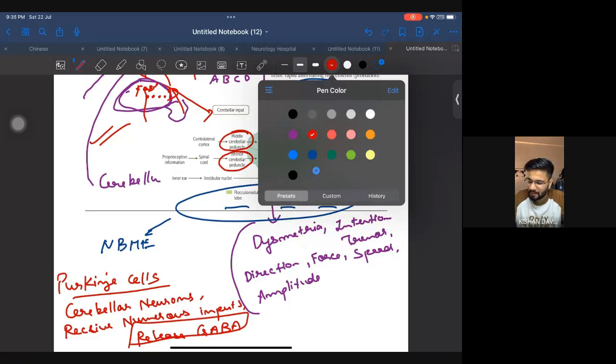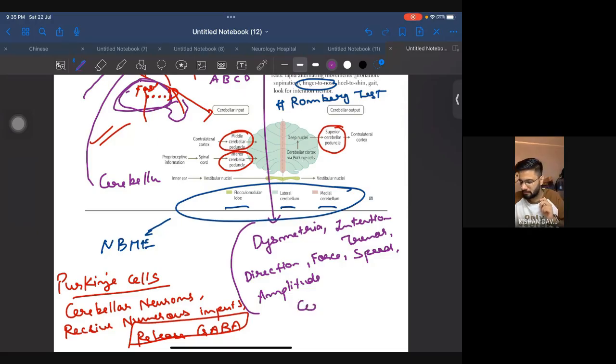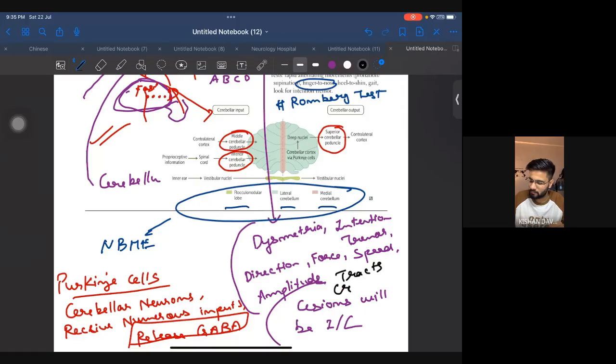And one more thing, cerebellar lesions will be ipsilateral. Okay, they will be ipsilateral because the tract crosses twice. You know the crossing of tracts. Okay, so एक बार cross करेगा तो contralateral symptoms आते हैं, but there is a twice crossing of the tract, so it is ipsilateral. So this was all about cerebellum. Okay, so लिख लो, then we'll move forward.